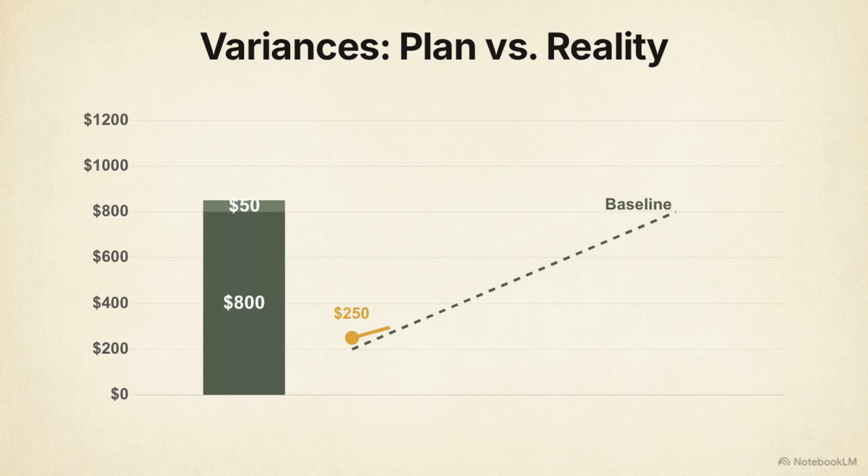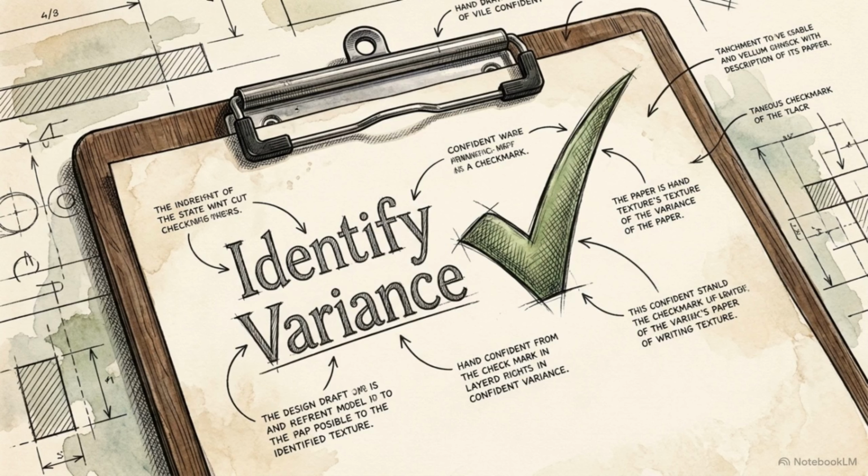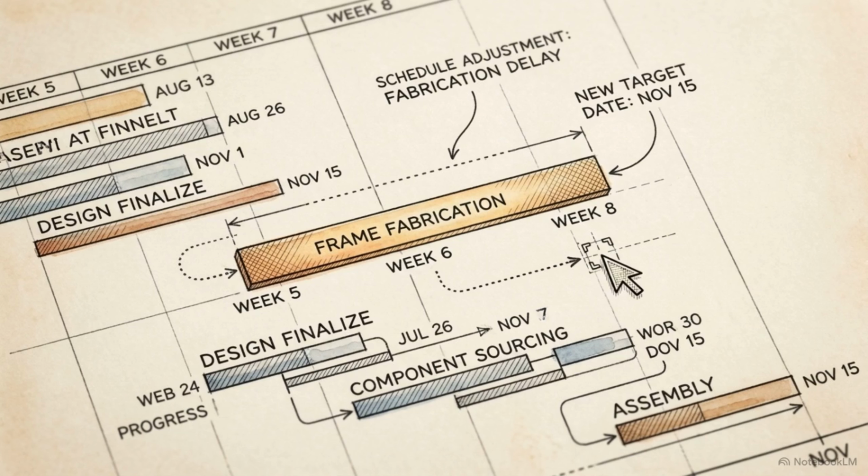Because of these surprises, your estimate has to be a living document. As you buy parts, you compare your real receipts against your original baseline. The differences between your plan and reality are called variances. Tracking a variance does not mean your project is failing. These differences provide the signals you need to safely adjust your plan and keep moving forward.